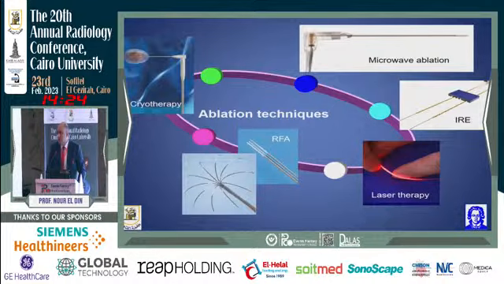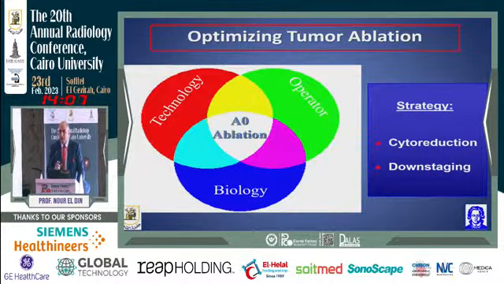including microwave ablation, radiofrequency, irreversible electroporation, cryoablation, and laser treatment. All these techniques have many advantages, but there are also some limitations that we are going to discuss. The main target is to optimize our ablation technique in order to get the best outcome. And this is an interaction between the technology, the operator experience and learning curve, as well as the tumor behavior and biology. And the strategy is to use a cytoreduction of the tumor and downstaging.